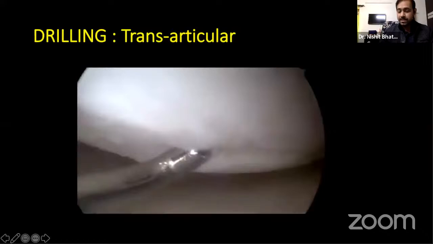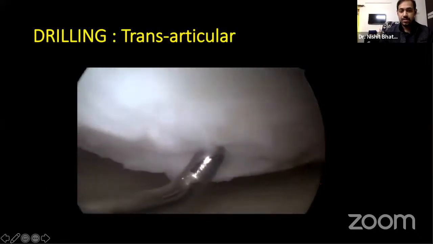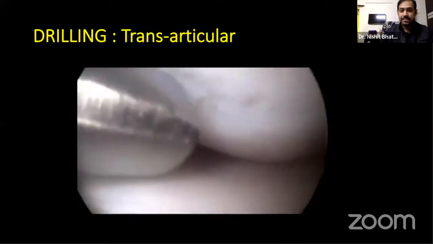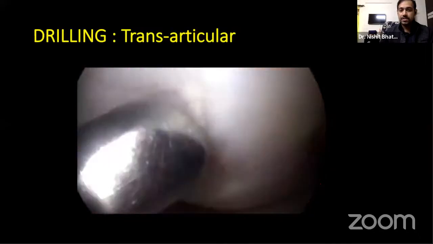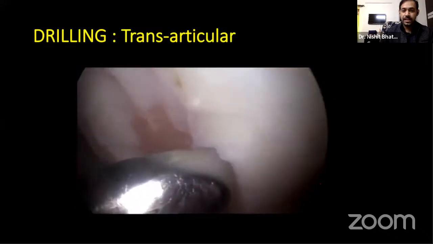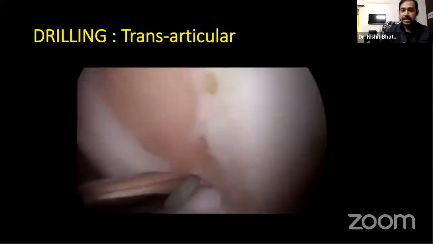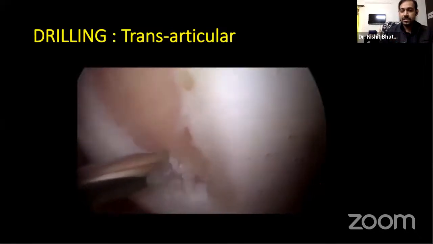The second type of reparative procedure that we were talking about is drilling. Drilling can be done in a transarticular or retroarticular manner. A transarticular manner is one in which arthroscopically we first look at the joint, identify the lesion, clear out the cartilage which was already necrotic, and reach the raw subchondral bone. This is very important, reaching the raw subchondral bone.